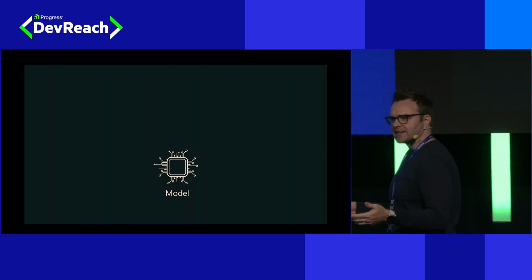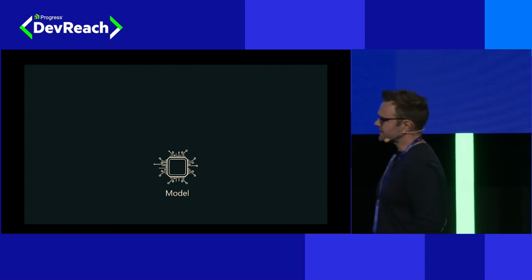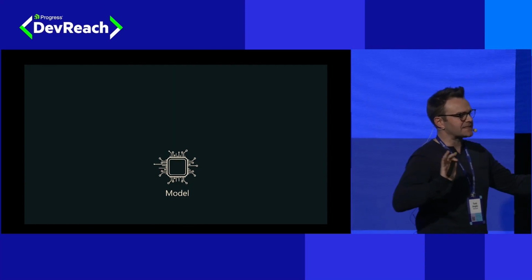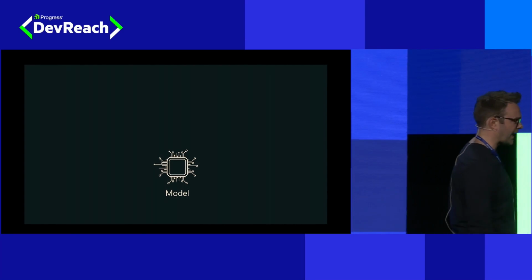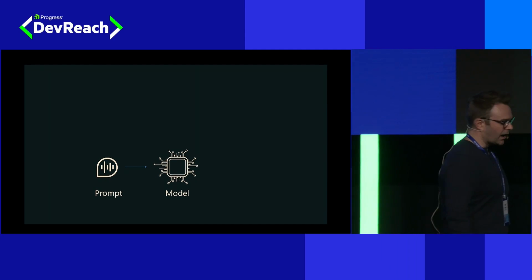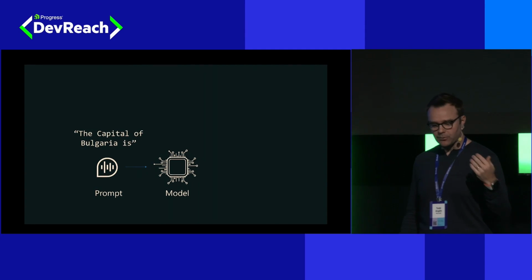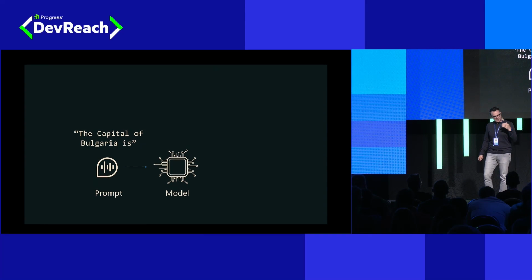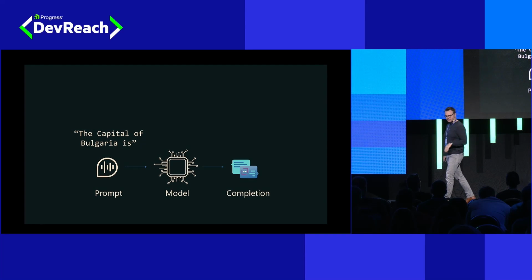Let's run this as an example. We'll do this a few times today to see how this works, but we'll just start with our model, our black box, and we're going to feed it things and get things out of it and talk about how that happens. So let's say I have my model, I feed it my prompt, and my prompt is, the capital of Bulgaria is. And I'm expecting my model to complete that, and it may complete that as Sofia.